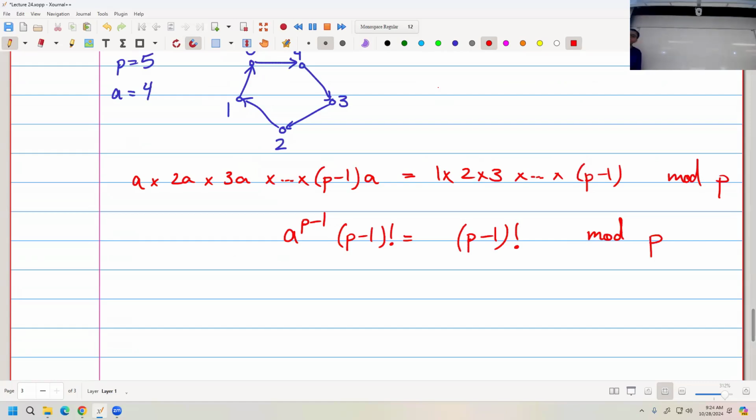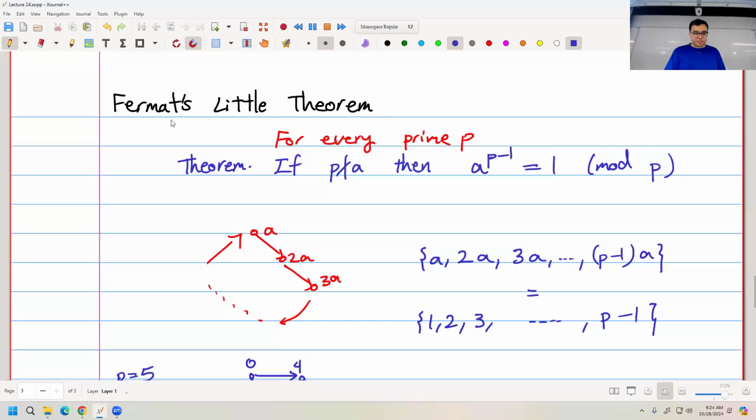Can I cancel the P minus 1 factorial from both sides? Yes, because P minus 1 factorial is relatively prime to P. It's the product of numbers from 1 to P minus 1. It doesn't have P in it, right? So I can cancel the P minus 1 factorial from both sides, and I just get that A to the power of P minus 1 is congruent to 1 modulo P. Okay, so this is our second proof for Fermat's little theorem.